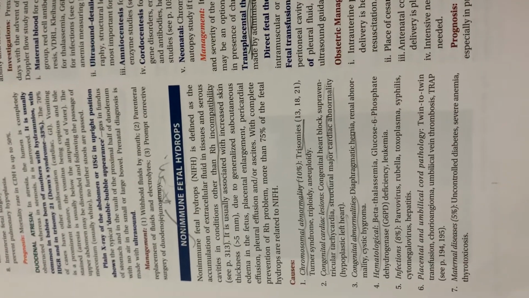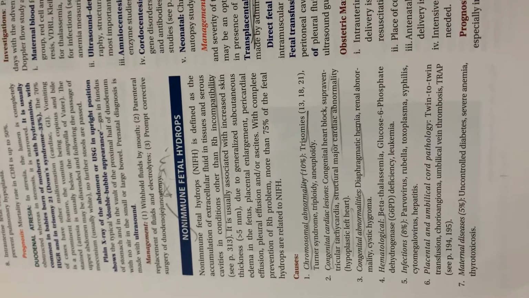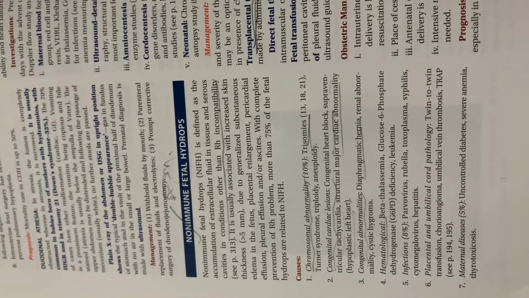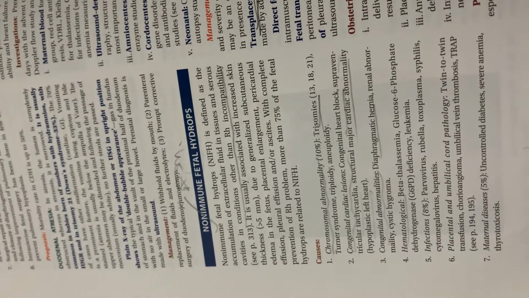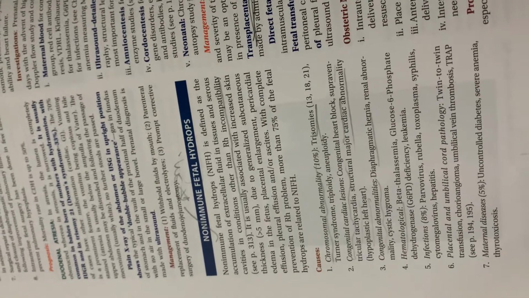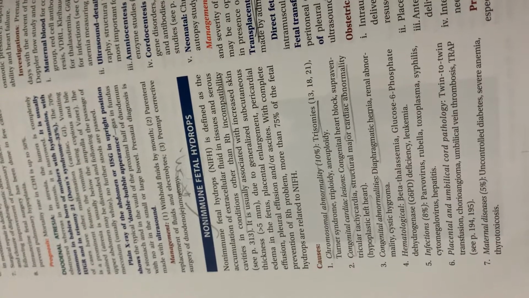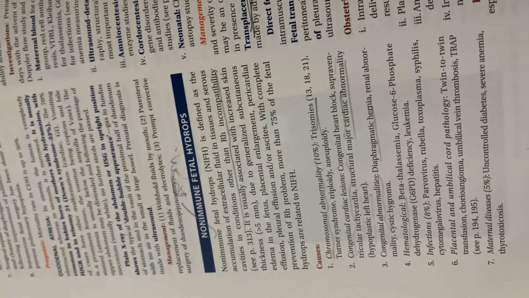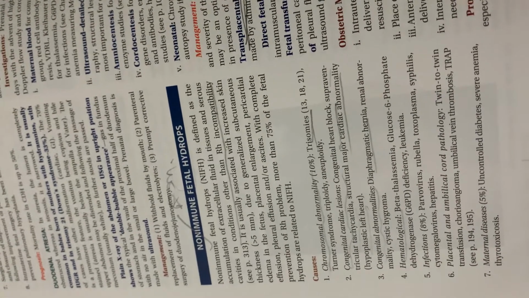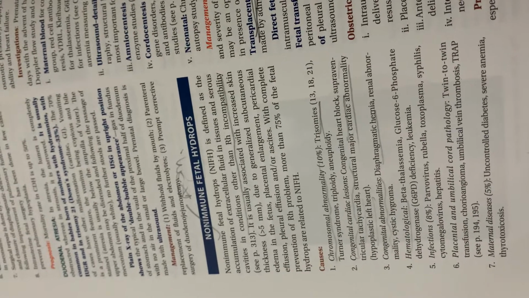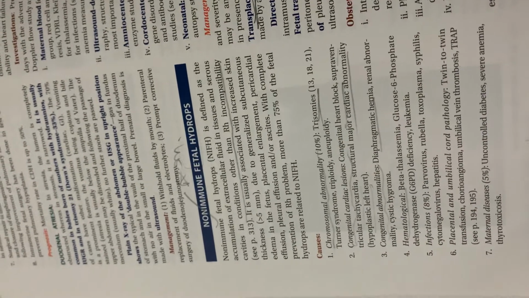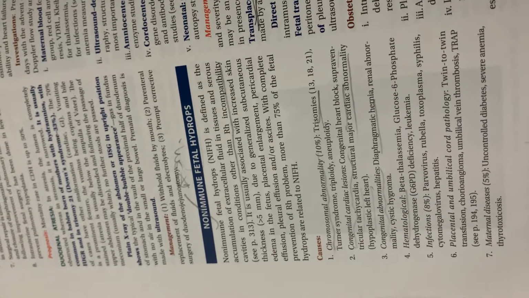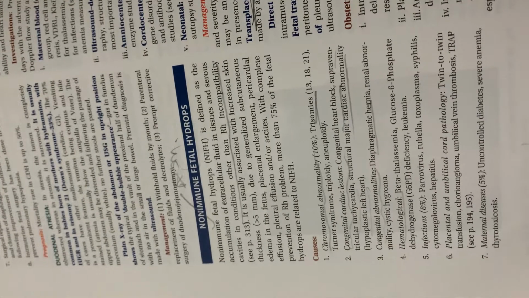So what are these other causes? There can be chromosomal abnormalities like trisomy, Turner syndrome, triploidy, aneuploidy. Then congenital cardiac disorders like congenital heart block, supraventricular tachycardia, structural cardiac abnormality. Then congestive abnormality like diaphragmatic hernia, renal abnormality, cystic hygroma. Hematological like beta thalassemia, G6PD deficiency, anemia, leukemia.